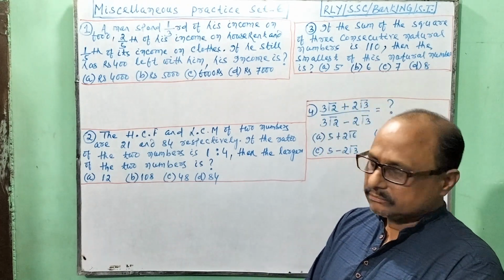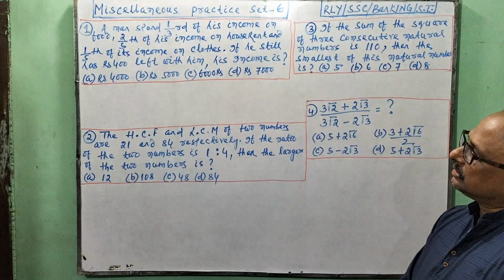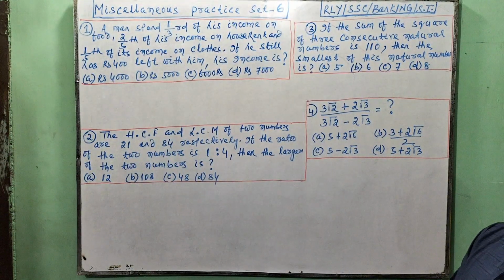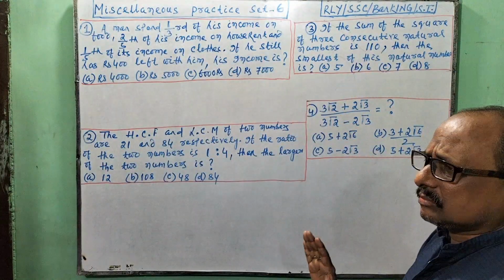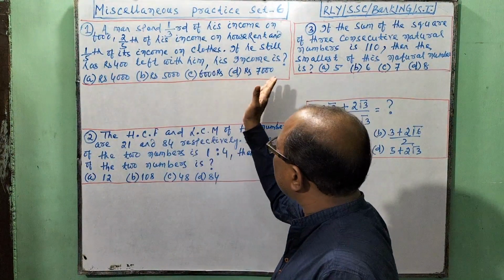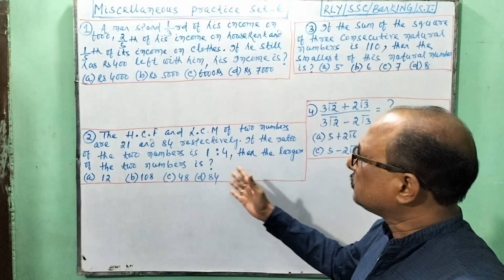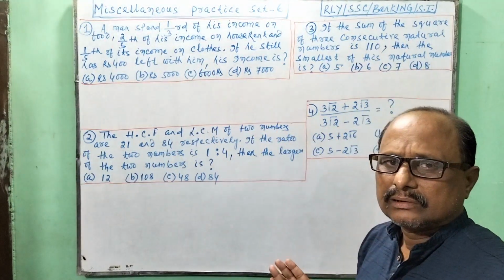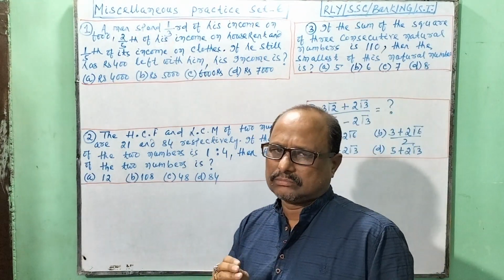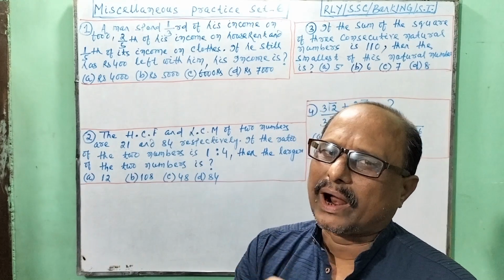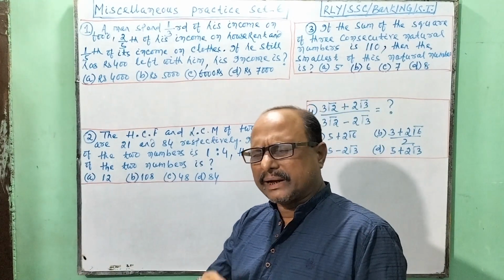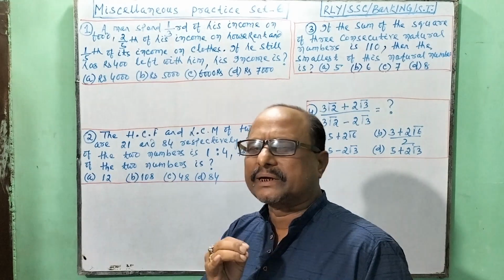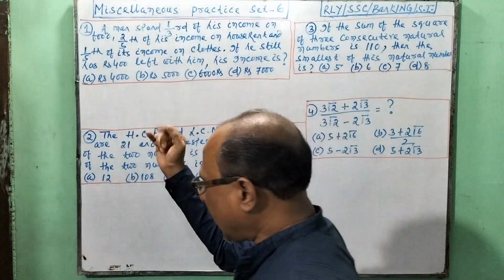Today I discuss the miscellaneous practice set 6. Here are 4 questions. These questions look lengthy. So how to find the answer in 1 to 2 lines? This is very much required for competitive students. So let's go. How to find?